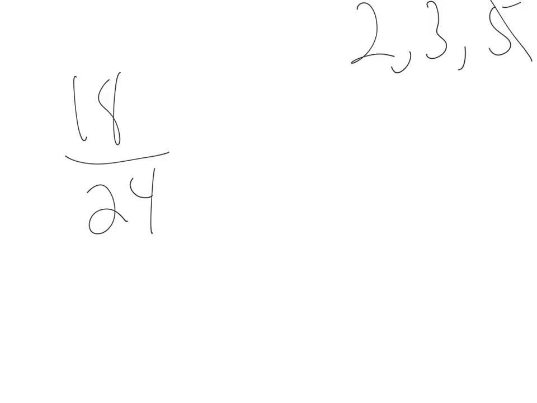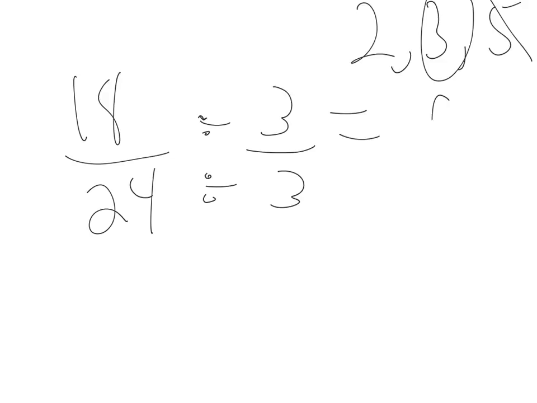Then we see if 3 goes into 18. Yes, it does. And does 3 go into 24? Yes. So I'm going to take my 3, and I'm going to divide the numerator and the denominator by 3. And so like so. We have 18 divided by 3 equals 6. 24 divided by 3 equals 8. But we're not finished yet because this number 6/8 can still be simplified.